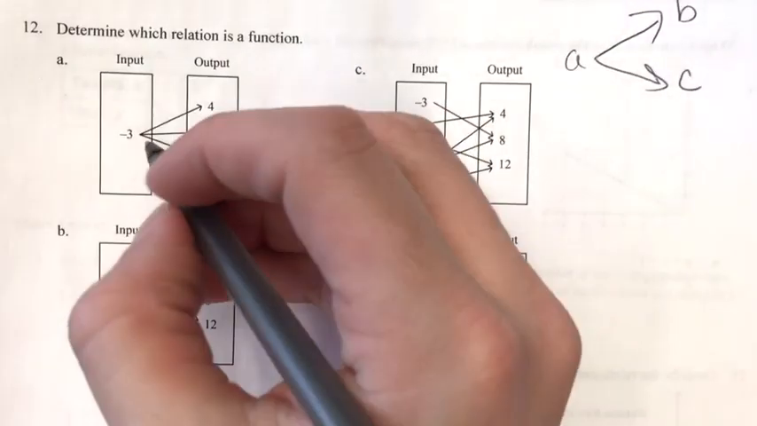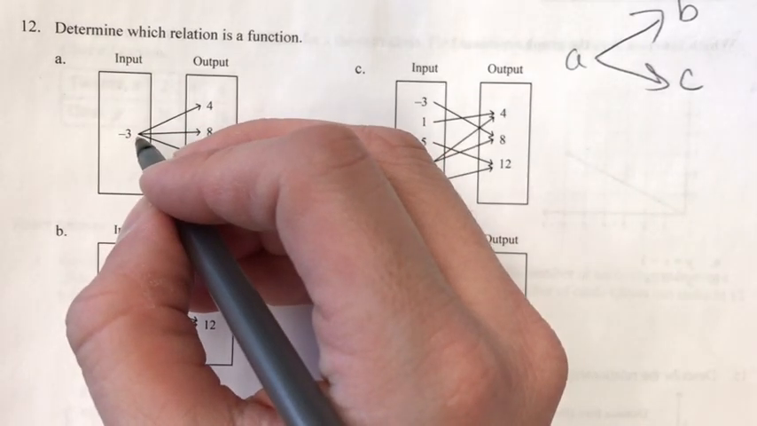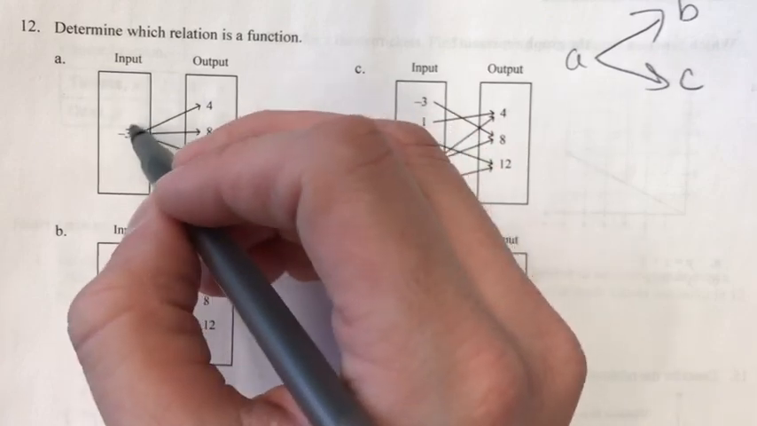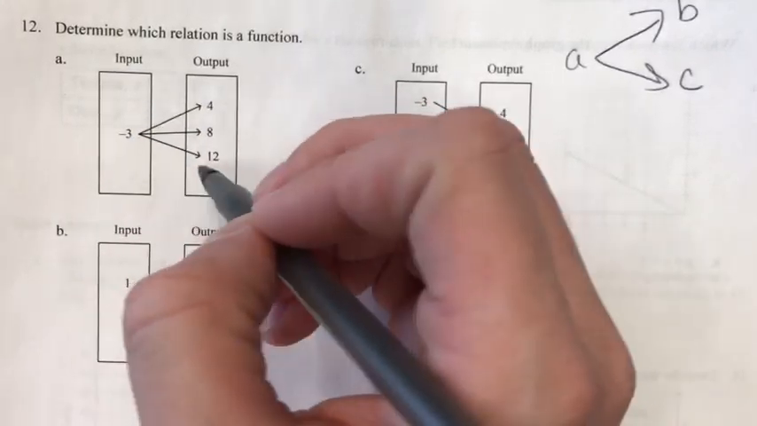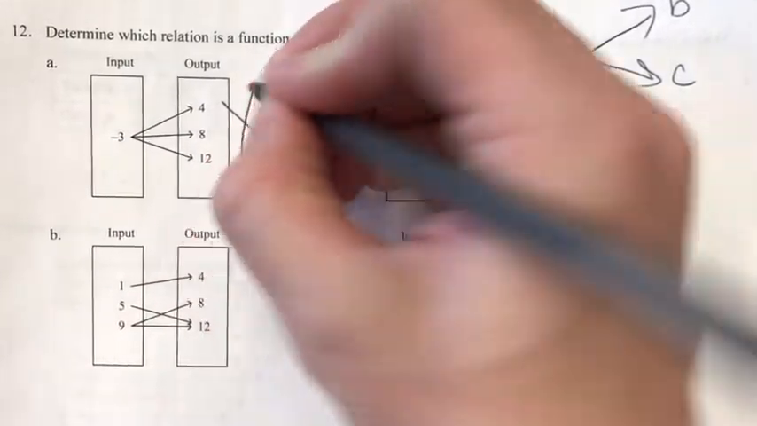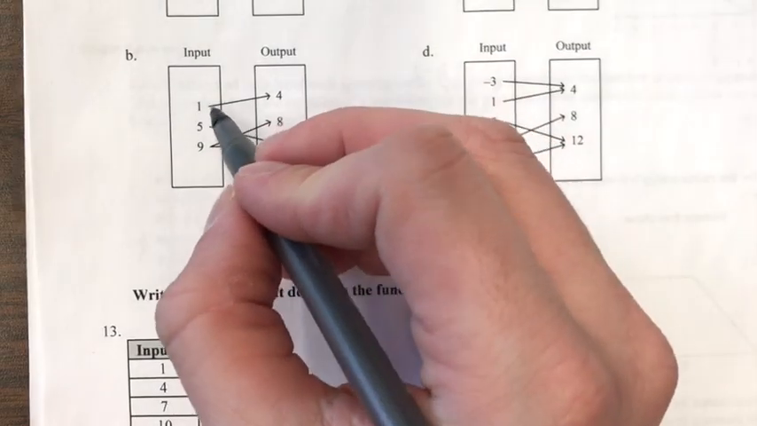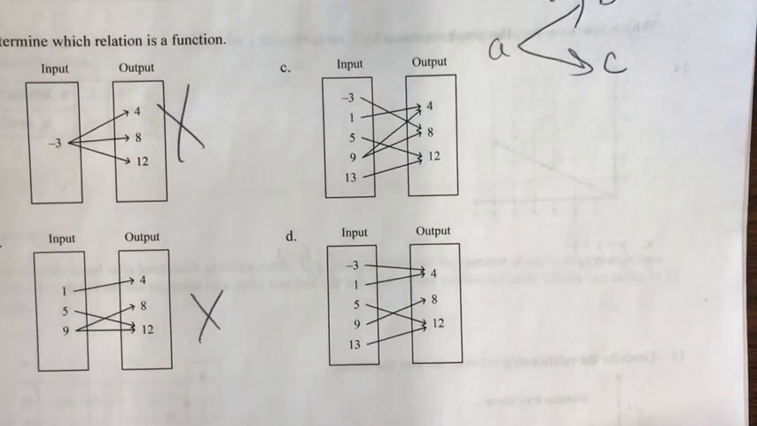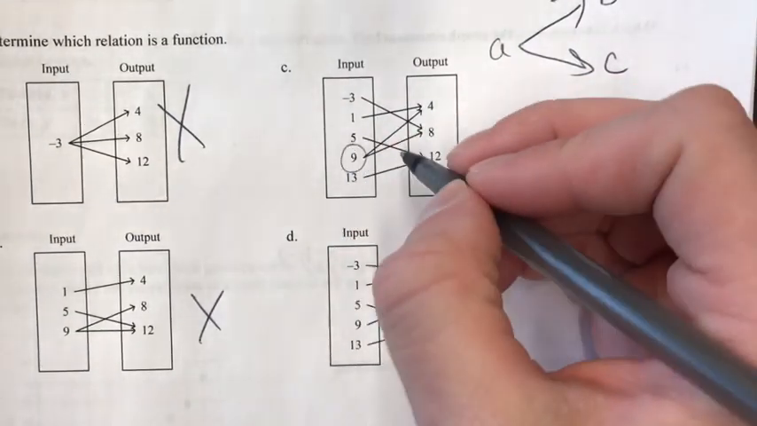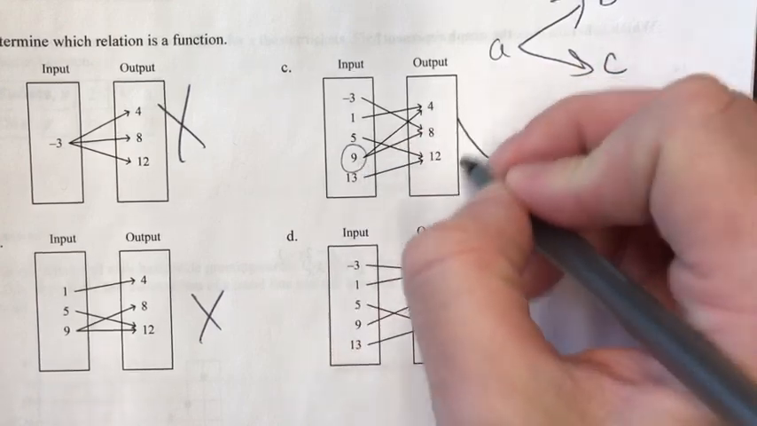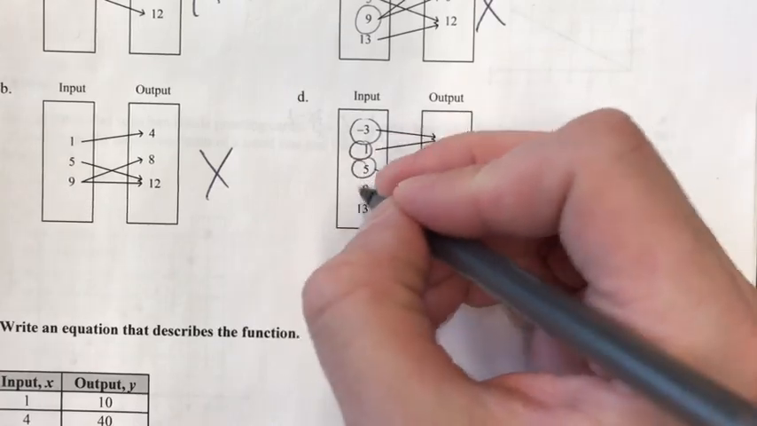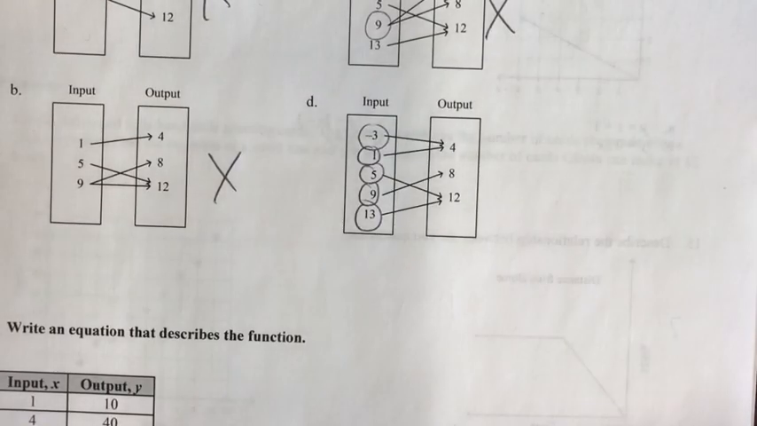So that's not a function because -3 goes to 3 different things. It's like firing an arrow called -3 and it hits 3 different targets. You can't do that, so that's a no. Let's look at B. 1 is good, 5 is good, but 9 goes to 2 different things, so that's a no. 9 here is a problem because 9 goes to 2 different things. That's a no. And of course, the last one we check where everything goes to its own thing, that's my function.